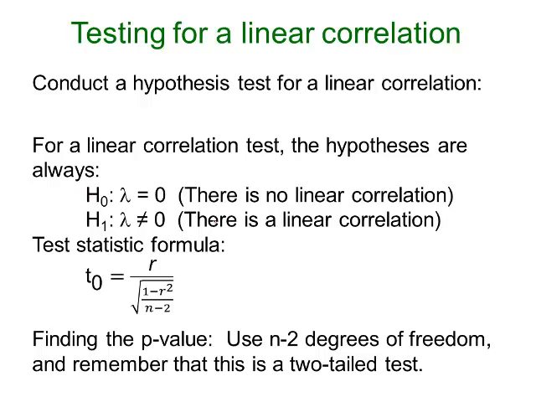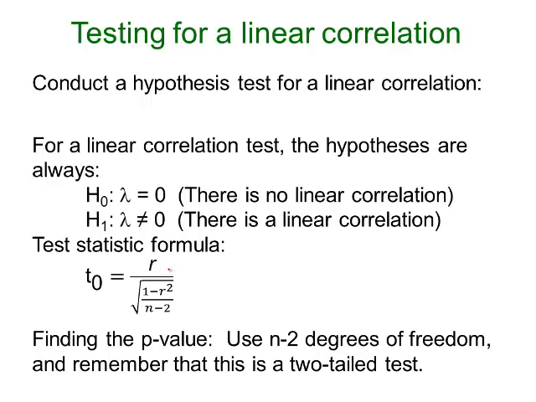The null hypothesis will always be that there is no linear correlation. The alternative hypothesis will always be that there is a linear correlation. If you want to use the symbols, that's fine. The only extra thing that these symbols tell you is that since this is a not equal to in the alternative hypothesis, it's going to be a two-tailed test.